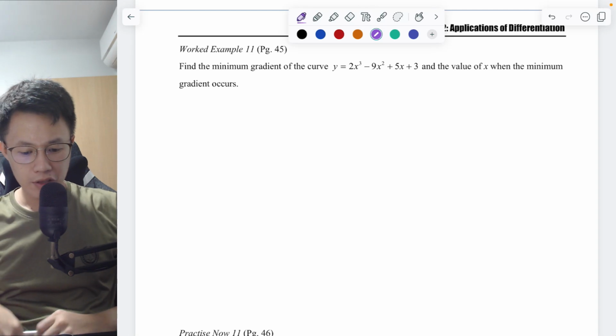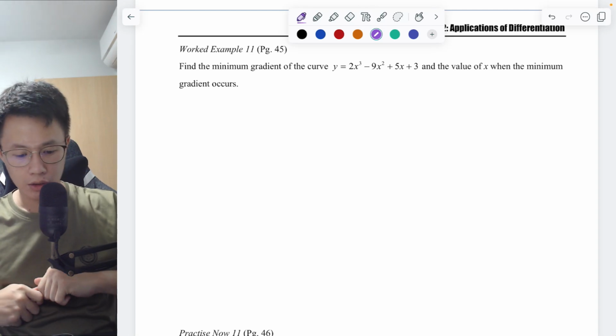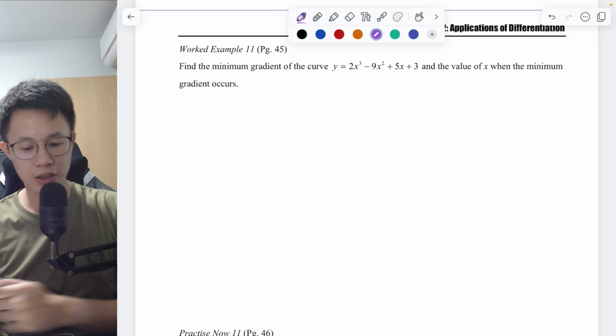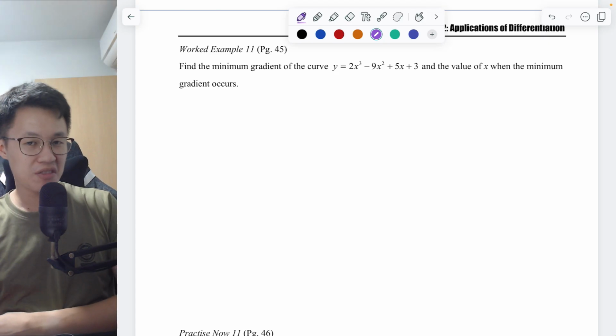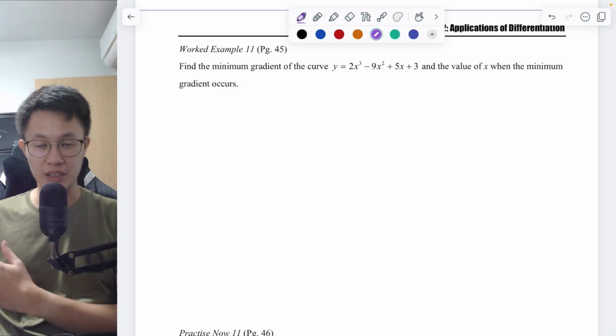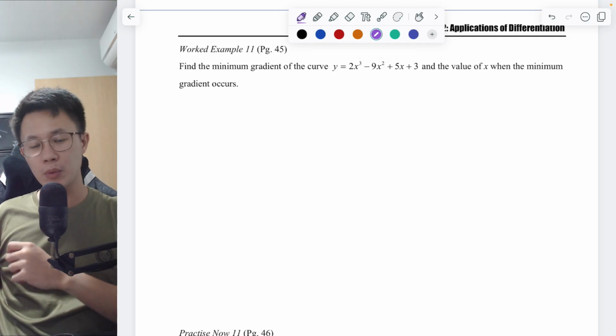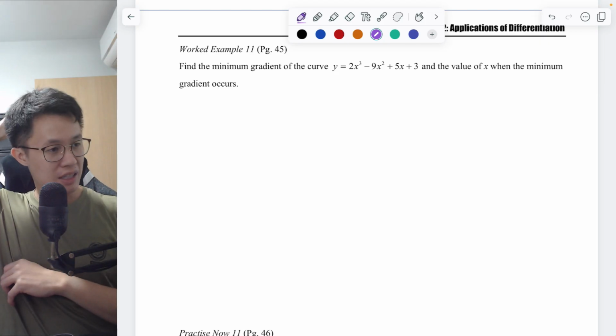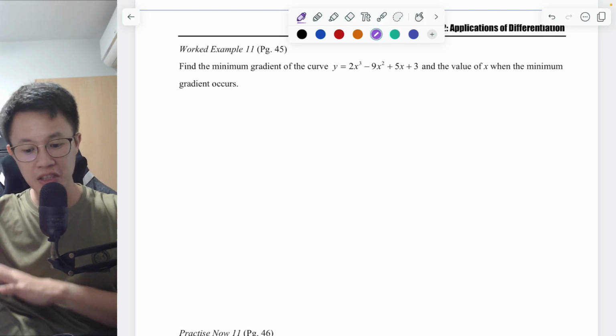Okay, so welcome to this question. This question is a little bit tricky. The question says to find the minimum gradient of the curve. So we are not actually finding the minimum of the curve. If we wanted the minimum of the curve, we would find the minimum point of the curve, right? But we are finding the minimum gradient. So what we're going to do is find the minimum of the gradient curve, right?